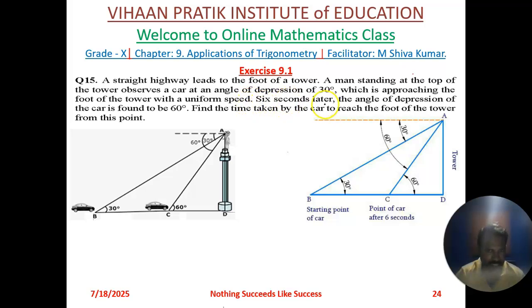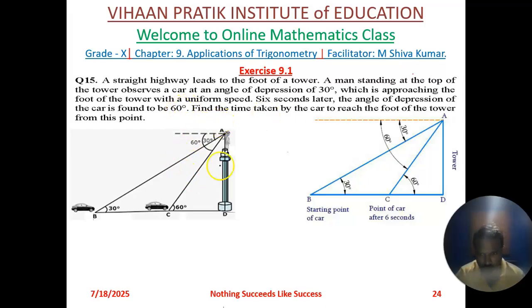6 seconds later, the angle of depression of the car is found to be 60 degrees. So first it is 30 degrees, next it is 60 degrees. Find the time taken by the car to reach the foot of the tower from this point. So from the second angle of depression, we need to find the time taken by the car to reach the foot of the tower.